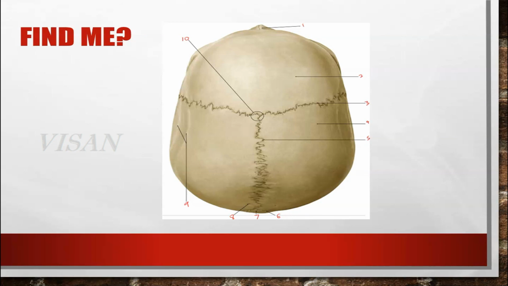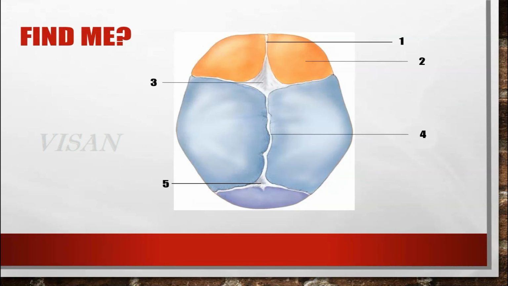Here you can find the numbers from 1 to 10, and you can identify the structures or features present in Norma verticalis. Here in the fetal skull also, you can find numbers from 1 to 5 and find the answers.